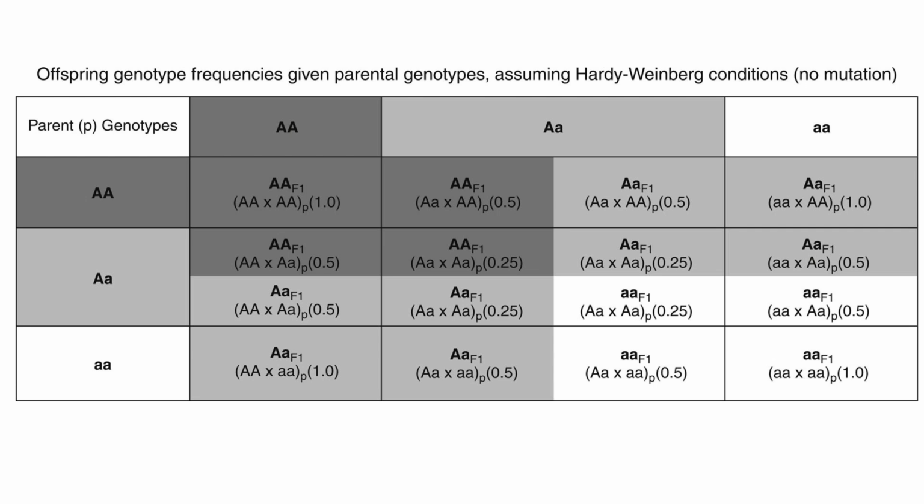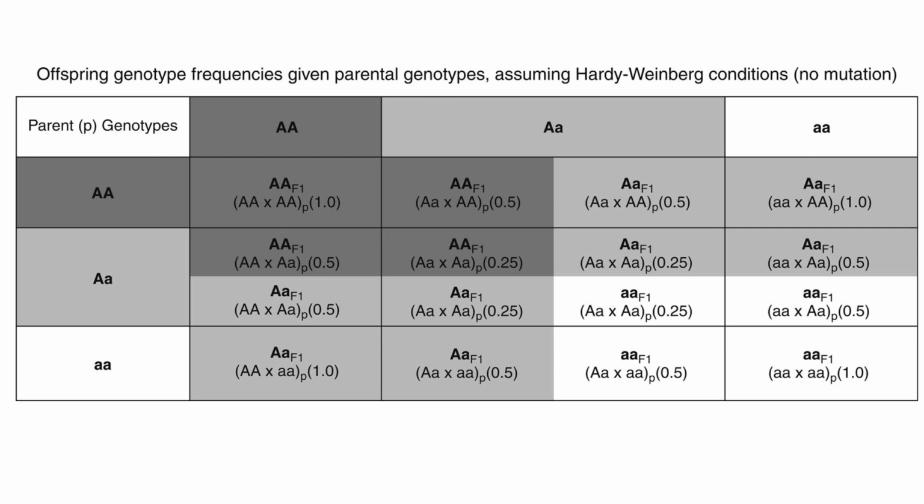So let's start talking about going from just genotypes to genotype frequencies given parental genotypes, assuming Hardy-Weinberg conditions. That is, there is no mutation. So you can see here there are two uppercase A's in both parents, so all the children's genotype combinations will only be uppercase A.